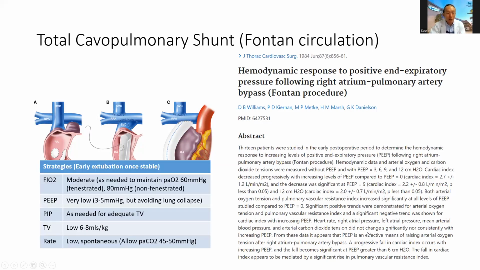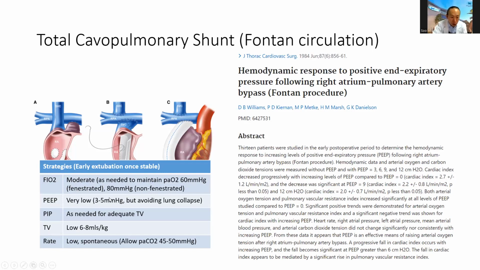But there are many things in Fontan circulation. It's not just that. But the mantra for ventilating Fontan patients is to extubate them as early as you can, once stable. So FiO2, again, we use a moderate amount as needed to get a PaO2 at least 60 if there is a fenestration. That means a hole between the conduit and the RA. Or if they are non-fenestrated, at least 80, normal PaO2.